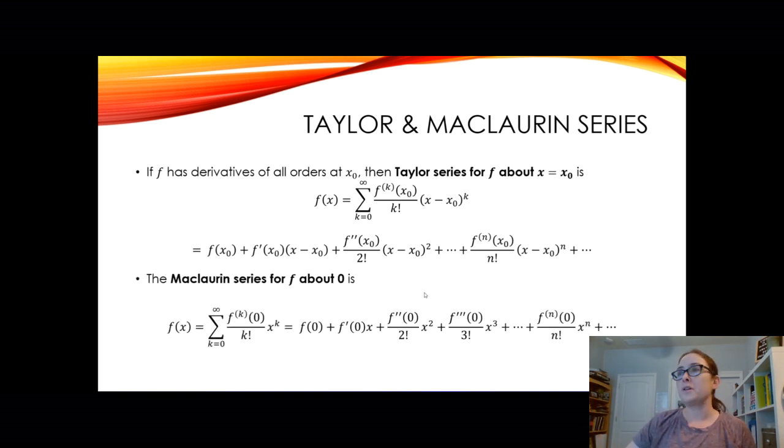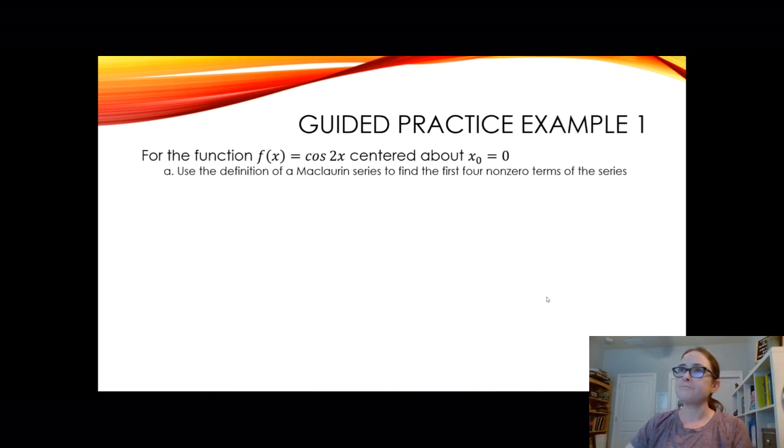And for Maclaurin, it's just a special case of the Taylor series where x naught is 0. So it just simplifies a little bit here because I don't have the x minus x naught anymore since x naught is 0. Okay, so let's do an example with this and see how we can get the Taylor series approximation of a function to start.